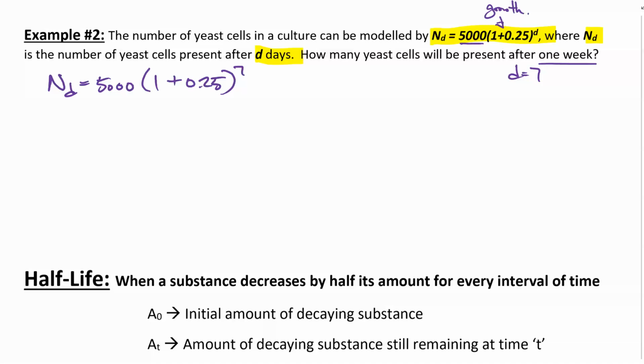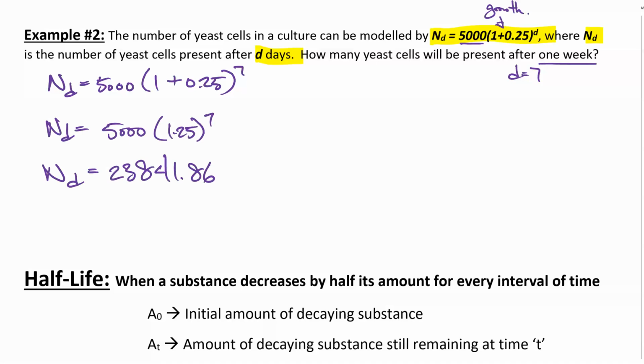And hit pause, try it. And there we go. ND is equal to 23,841.86. What? Well, this is an amount of yeast cells. So approximately speaking, this is a model, right? This represents the growth of it.